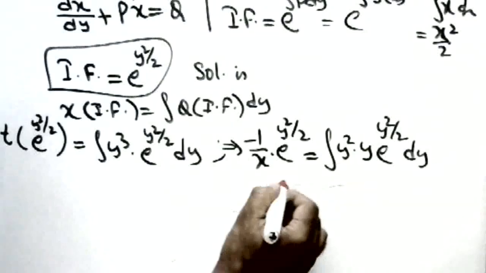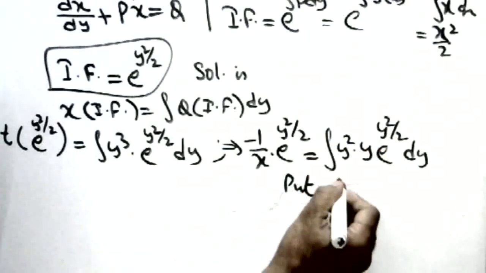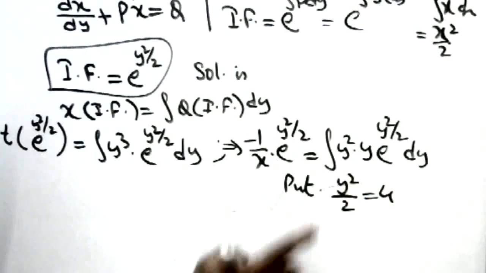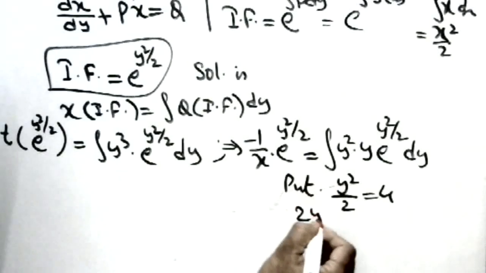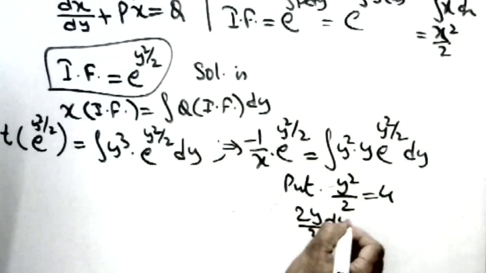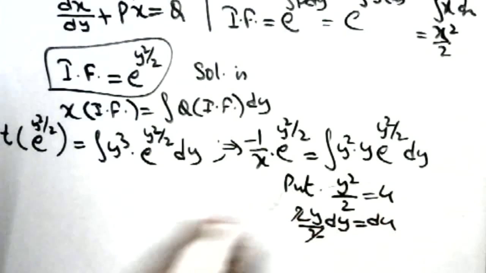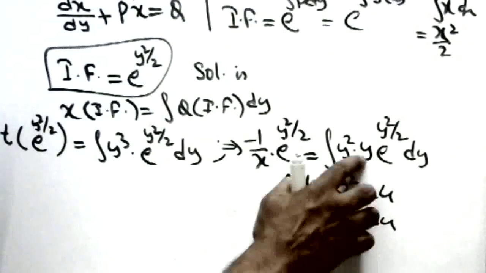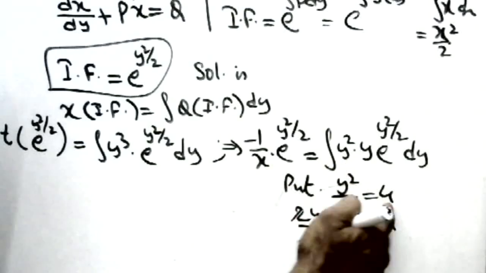Now we have to solve this using the substitution method. Put y square by 2 equals u, suppose. Now differentiate this. Y square will give 2y, so 2y by 2, and differentiation of y is dy, equals differentiation of u, which is du. So 2 will get cancelled, so y dy we can keep as du.